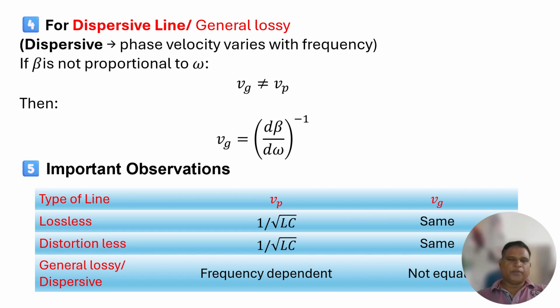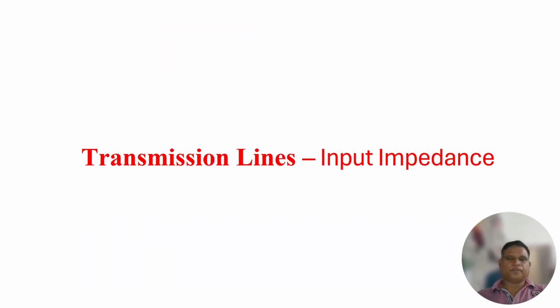Four important observations here: for lossless transmission line, the phase velocity and the group velocity are the same. For lossless and distortionless transmission line, the phase velocity and group velocity are the same. For lossy transmission lines or dispersive transmission lines, the phase velocity is dependent on frequency. So the phase velocity and group velocity are different.